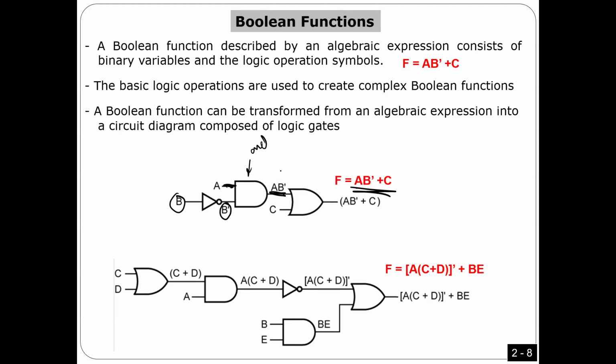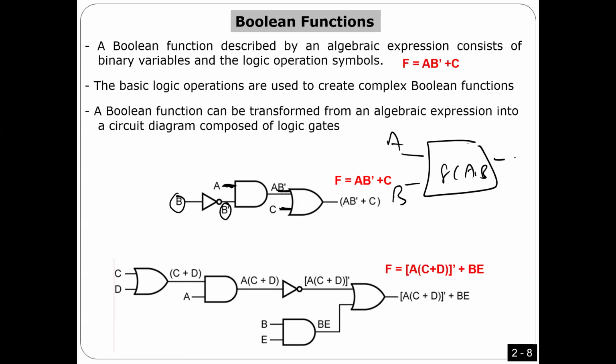Don't be confused. AB prime is actually binary 0 or 1, after you calculate it. Anyway, here you have AB prime and you have C. And this is OR, so this input or this one. So it's gonna be AB prime or C. So I can say this function has inputs A, B, and the output F(A,B) is actually AB prime or C. Is that okay?